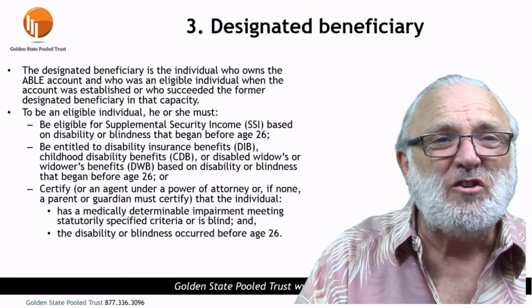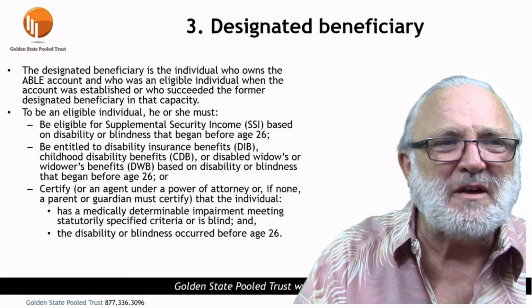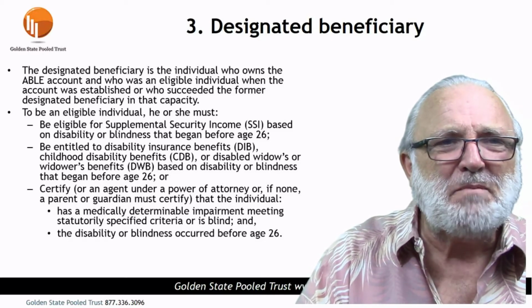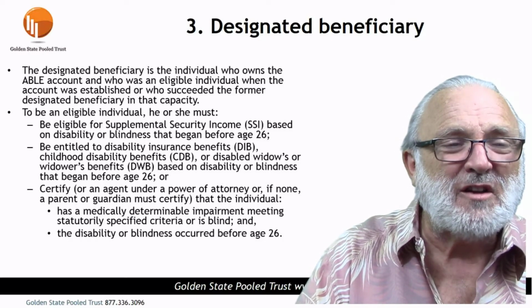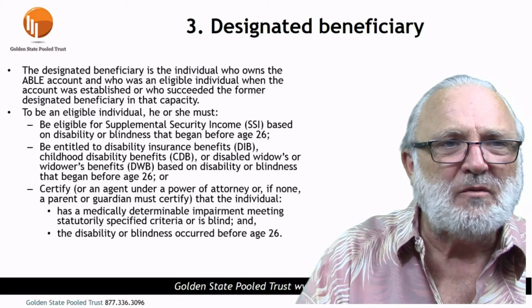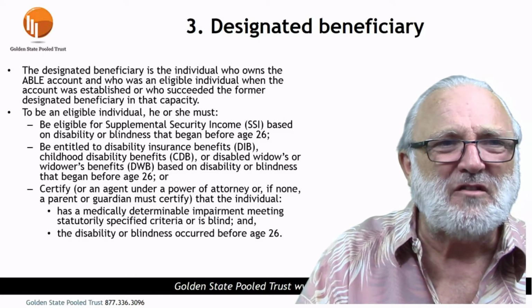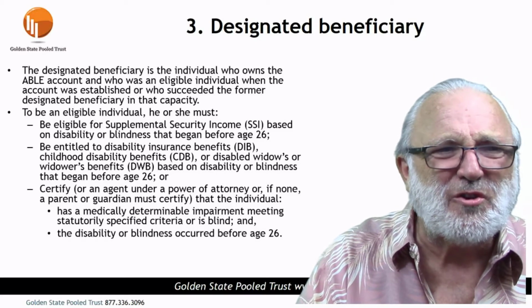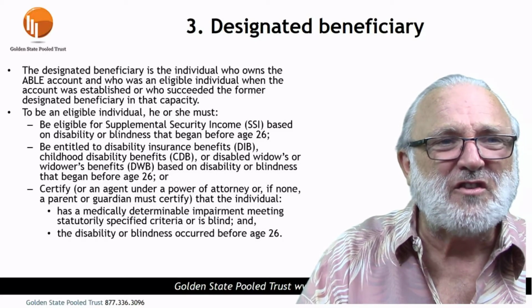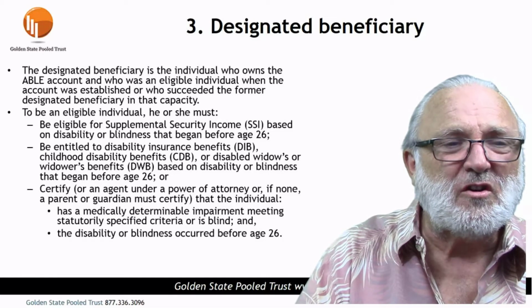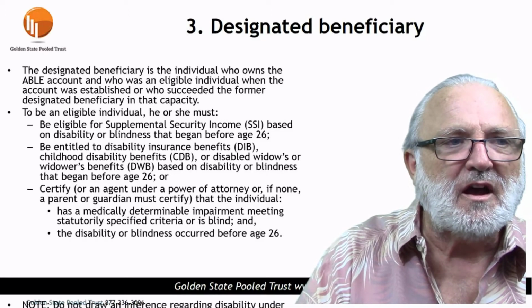Now, where this is useful is, for instance, for many folks with mental health issues. It may be that the mental health issue began well before the age of 26, but maybe that person didn't start getting benefits until they were 28 or 30. By getting a doctor certification, you could still qualify for an ABLE account.